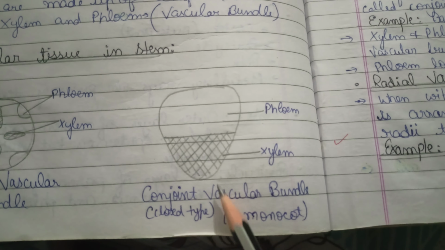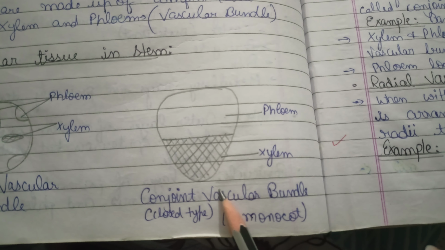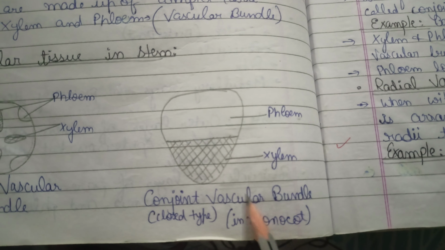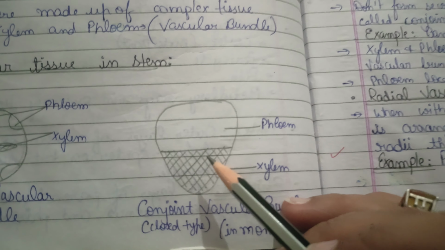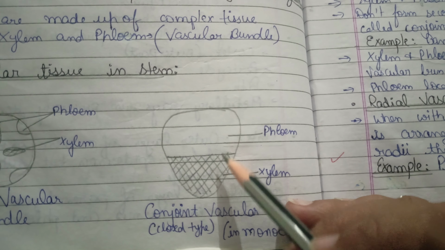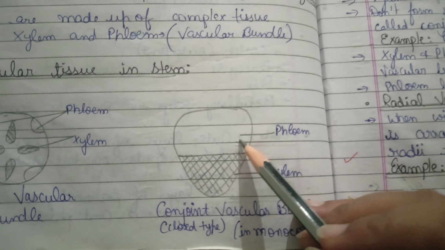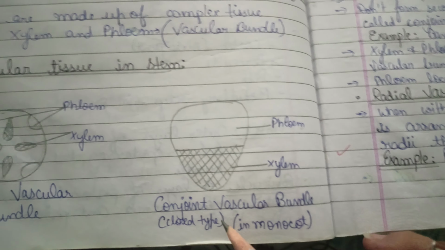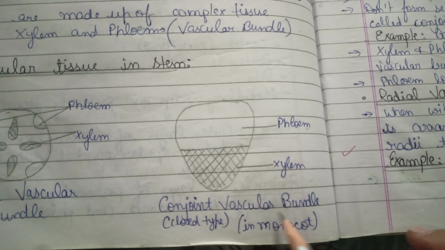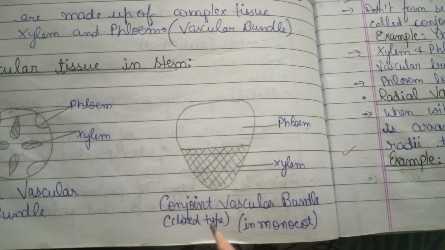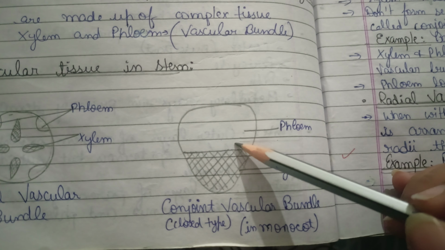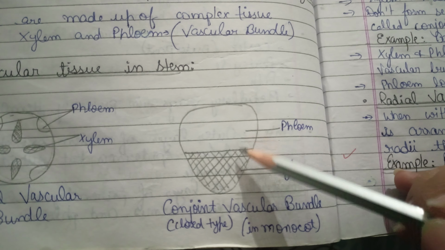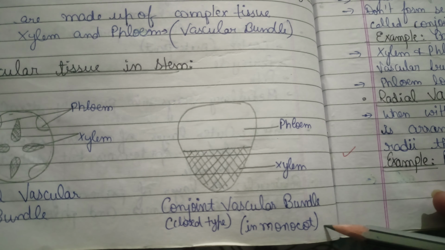Next is the type of vascular bundle which is found in monocots and dicots. Here you can see the phloem and xylem are present on the same radius. This is phloem, this is xylem, right? So this is called a conjoint vascular bundle, but it is of the closed type because no meristematic tissue is present between phloem and xylem. Generally this is found in the monocots.